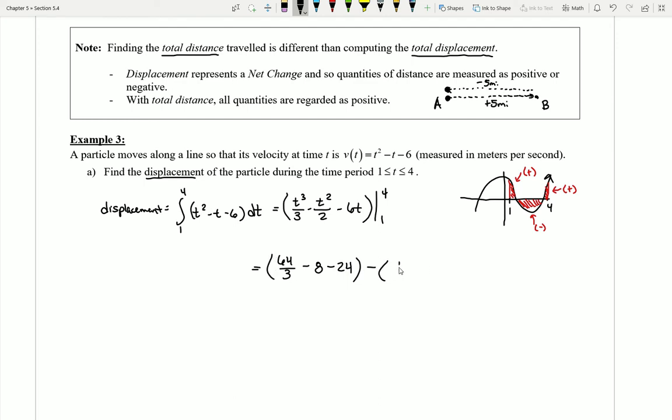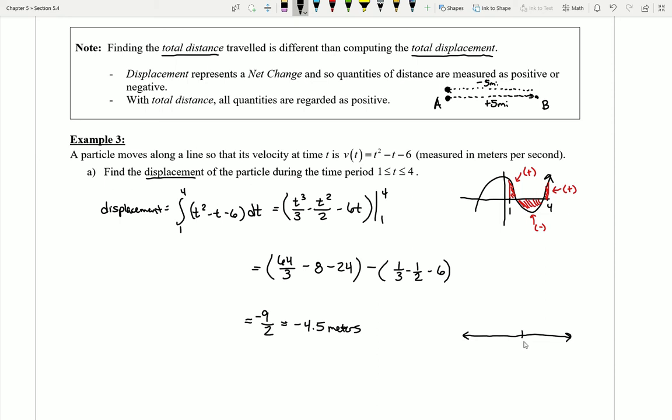Then I subtract everything when I plug in a 1, so it's minus a third, or 1/3 minus a half, and then minus 6. So of course, if I distribute my negative and simplify everything down, I can get to a final answer. Now I'll leave it to you to double check some of my work here, but I ended up with a total value of negative 9 over 2, which of course would be the same thing as negative 4.5 meters.